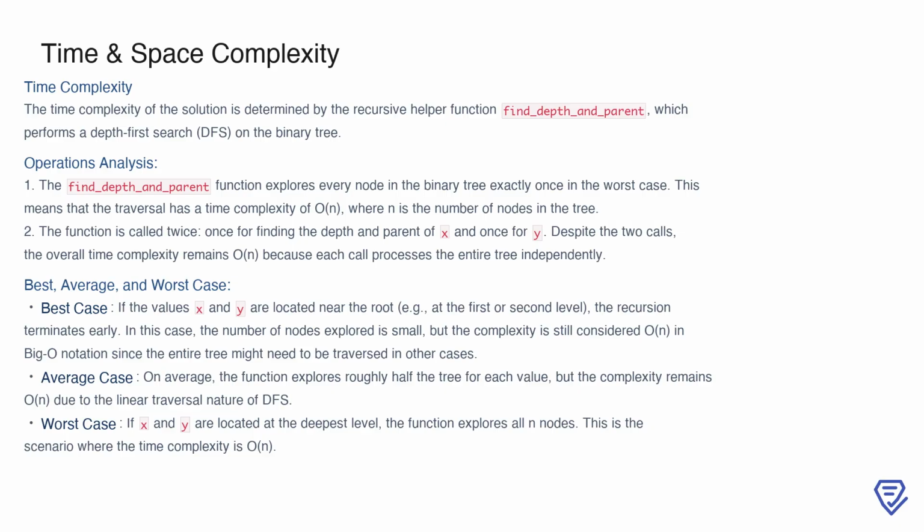Now, if we consider the best-case scenario, where x and y are located near the root, the recursion might terminate early after visiting only a small portion of the tree. Despite this, in big O terms, we still consider the worst-case scenario of n, since the entire tree could need traversal. Similarly, in the average case, the function would explore roughly half the tree for each of the two values, but again, due to the nature of DFS, the overall time complexity remains n. Therefore, whether we're looking at the best, average, or worst case, the time complexity for this approach is consistently n.